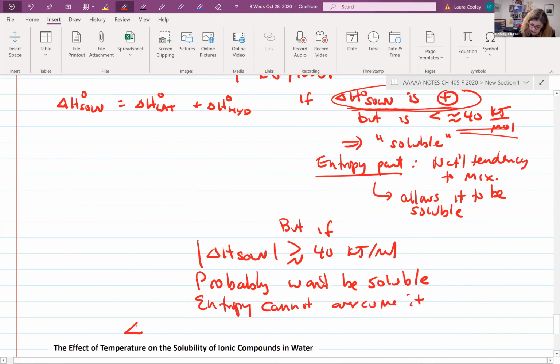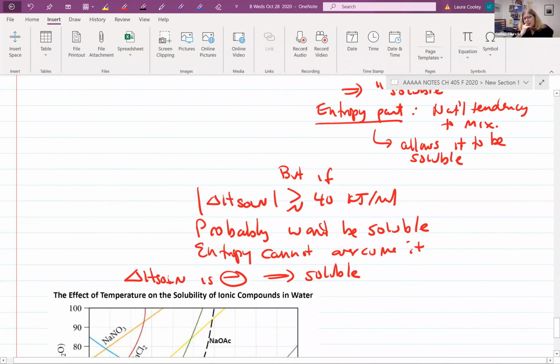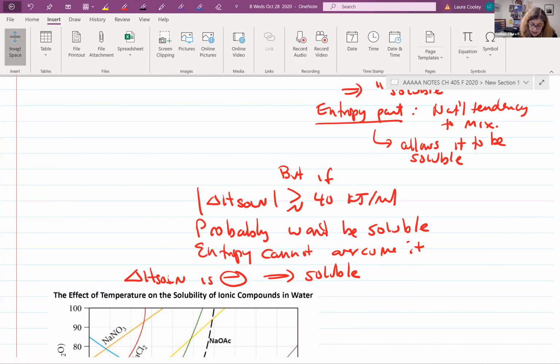And of course, if delta H solution is negative, then you expect it to be soluble, because there's nothing going against it going into solution, not entropy and not energy.